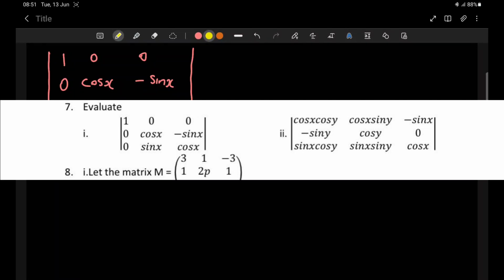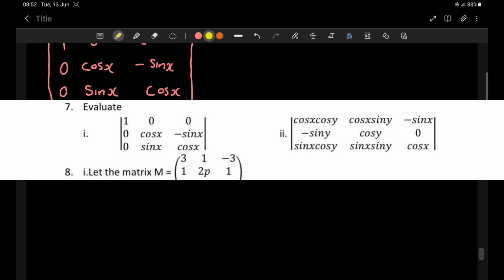So in this class we'll be solving a series of questions on matrices. We'll look at this first question, which tells us to evaluate these two matrices. If you see the kind of brackets or the type of matrix being used, it tells us that we need to find the determinant of these matrices.